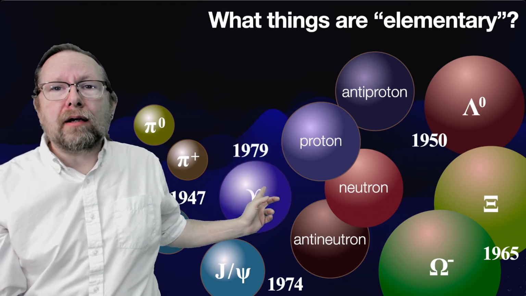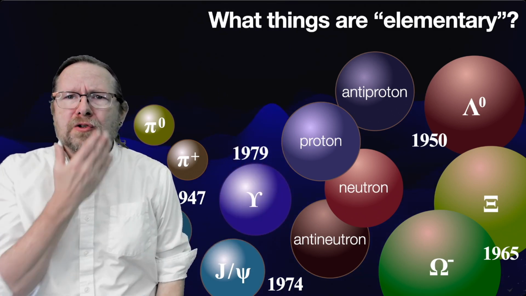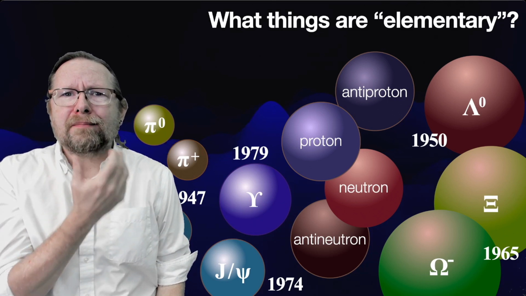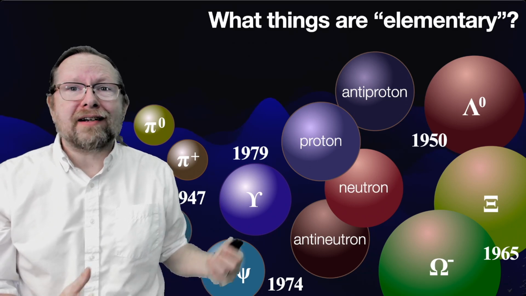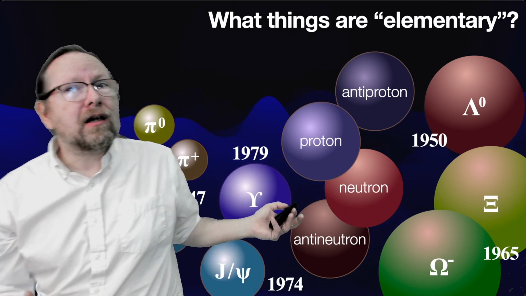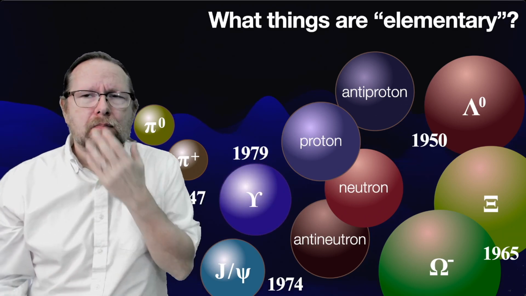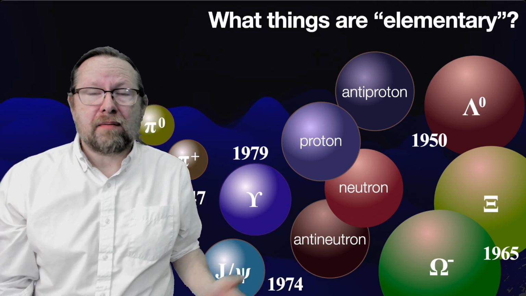The upsilon, discovered in 1979. So from just before 1950 until the mid-1980s, we were discovering not just a few of these elementary particles, these heavy particles like the proton and neutron. We were discovering dozens of them, maybe even 100 or so of them.